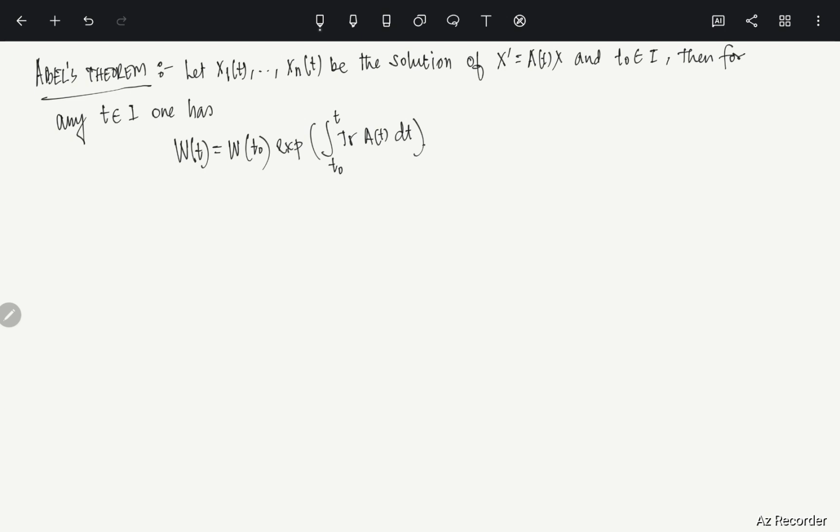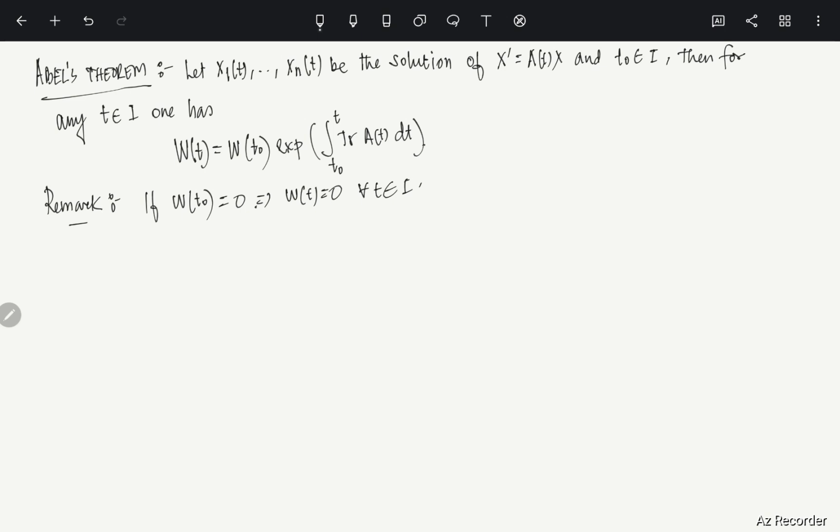There is this small remark before we show this. If the Wronskian at the point t naught is 0, then since the exponential is never going to be 0, that will imply that the Wronskian is 0 for all t in I. That is why I was saying that if they are linearly dependent, it will be 0 everywhere, and if it is non-zero at one point, then it will be non-zero everywhere. It doesn't have to be checked at every point. So how do we prove Abel's theorem?